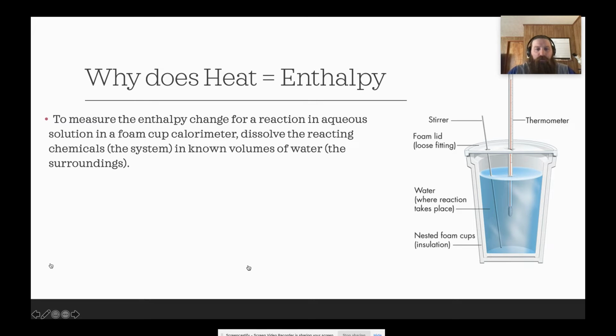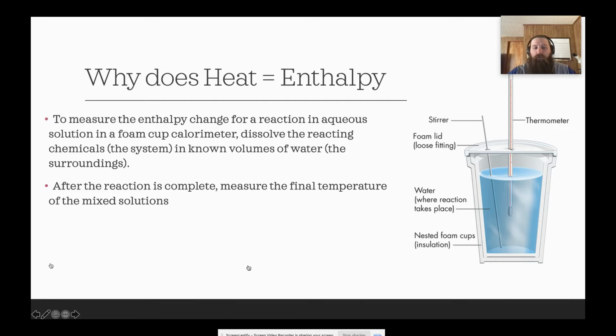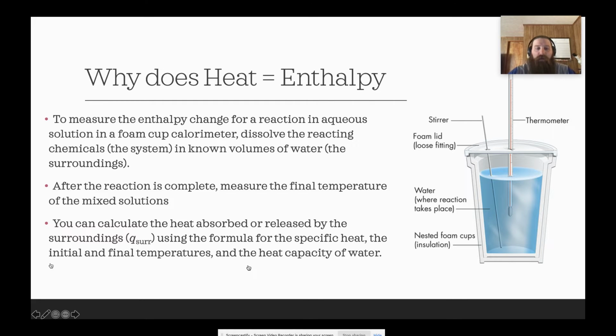So, the measure of enthalpy change for a reaction, if you do it in aqueous conditions, right, involves two things. It involves the system and involves the surroundings. The system is the actual reaction that is taking place, the reactants reacting with each other. The surroundings are the water. Now, when we look at the thermometer here, we can see that we are measuring a change in the surroundings. So once the reaction is complete, we look at the change in temperature of the system, and that lets us calculate the heat absorbed or released from the surroundings.